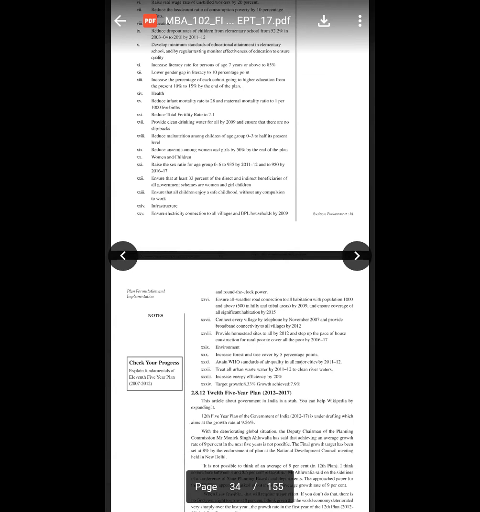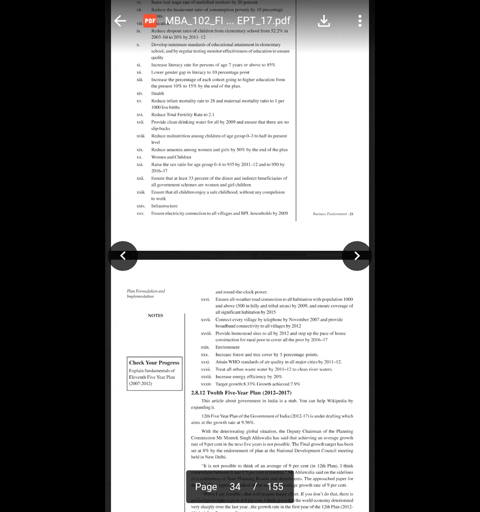infrastructure development. Okay, there is also infrastructure development: ensure electricity connection to all villages and BPL households by 2009, and round-the-clock power. And they have also given focus to environmental development. They have also given focus to increasing forest and tree cover by 5 percentage points. And India should attain WHO standards of air quality in all major cities by 2011 to 2012. Treat all urban wastewater by 2011 to 2012 to clean river water.